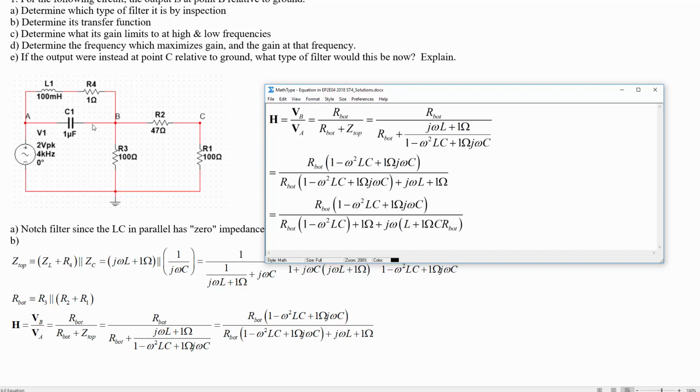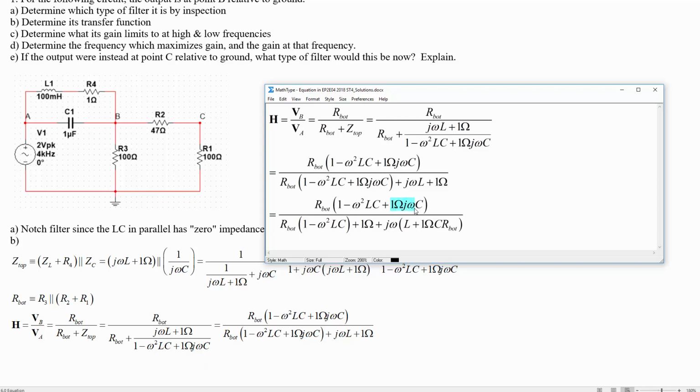Now at resonance, that's the point where this 1 minus omega squared LC term goes to 0, and we were supposed to, if the 1 ohm resistor is ignorable, go to a transfer function of 0. And you can sort of see that right here. If this was 0 instead of 1 ohm, then we'd have 0 in the numerator and 0 plus something else, not 0, this j omega L term would still be there. So we'd be going to 0 over something, which means we'd get a transfer function of 0.